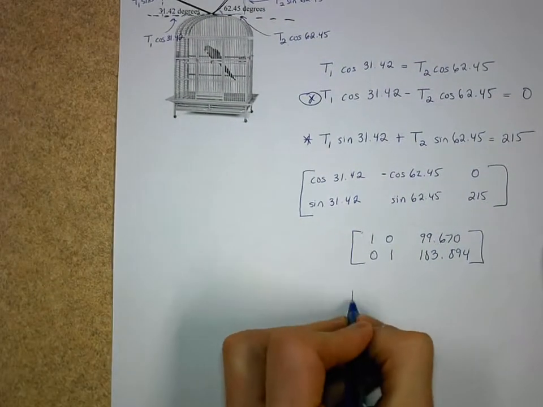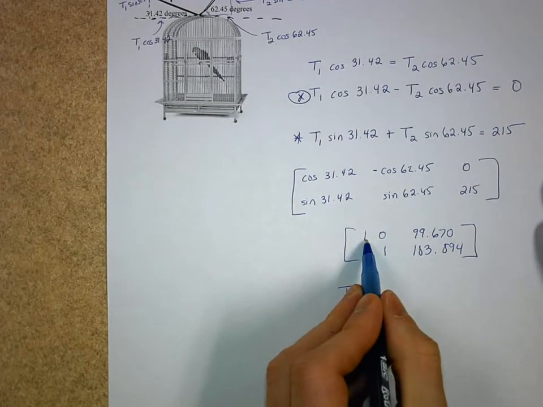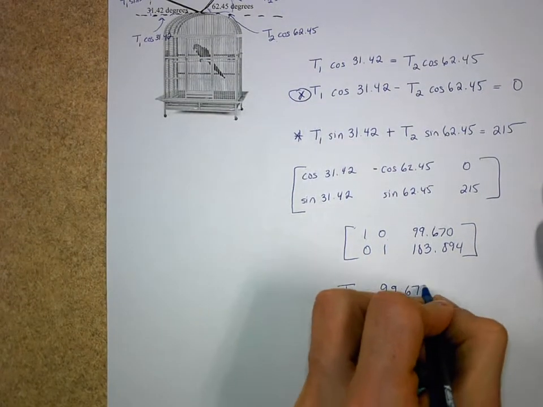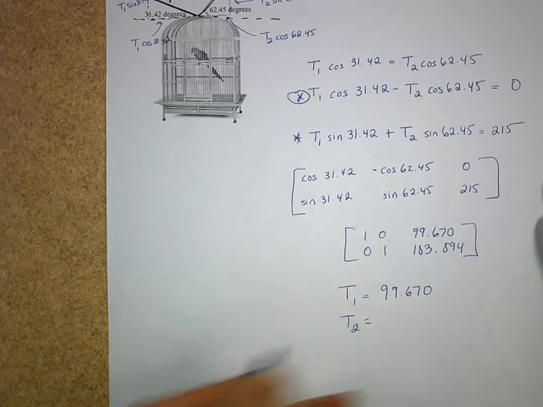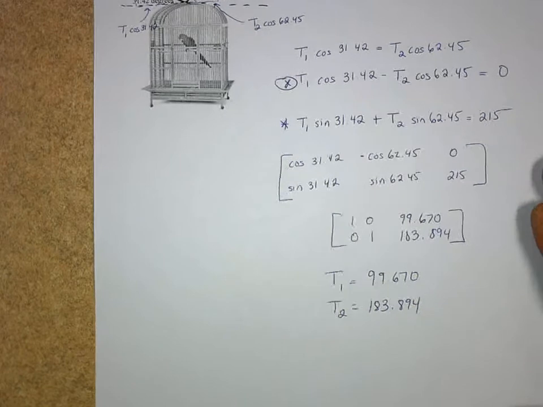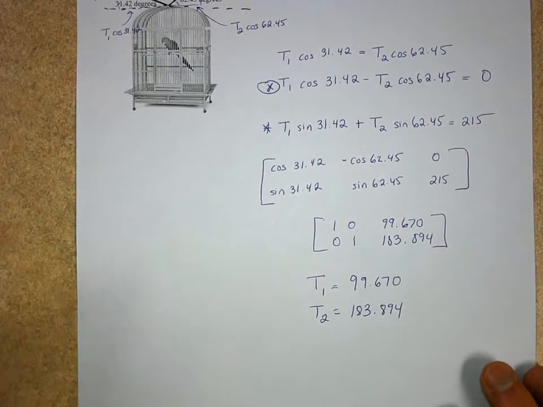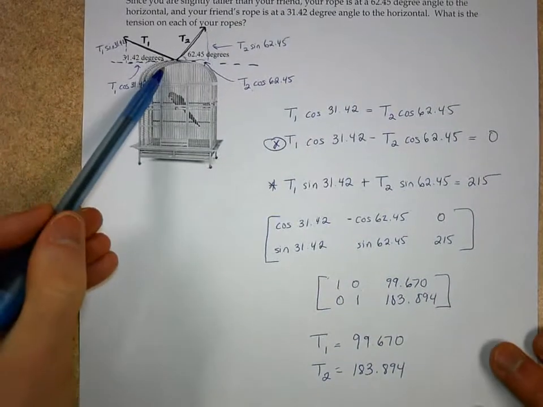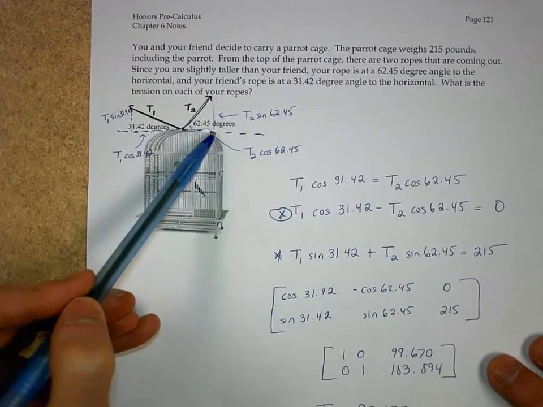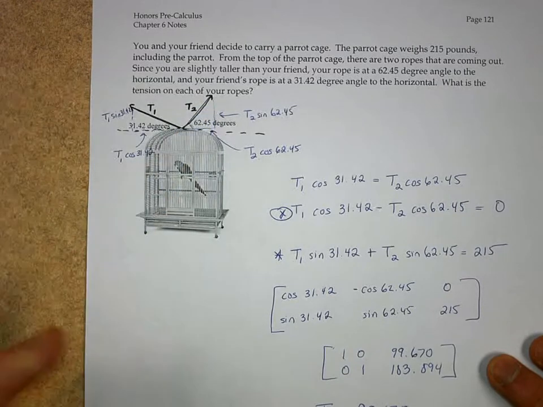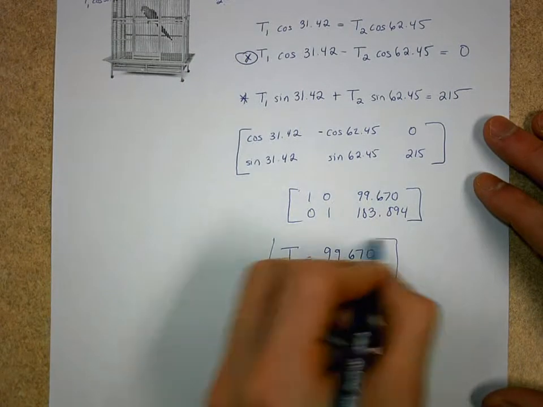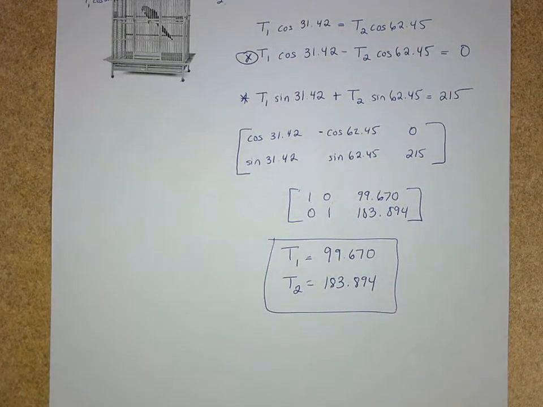Once again, T1 is the first one, since this is 1 T1 and 0 T2s. So T1 is 99.670. T2 is 183.894. And once again, if I look at my picture up here, the T2 is tied with the larger angle measurement, which means there's more in the vertical component for this vector. So it makes sense that my T2 is going to have the larger tension.